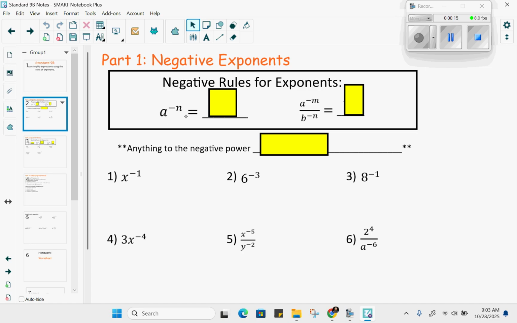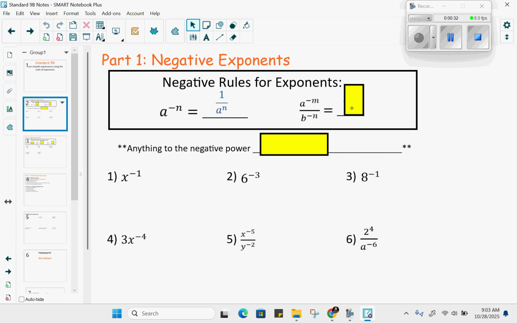If you take a base and raise it by a negative exponent, you're actually making the reciprocal. So a raised to the negative n is really 1 over a to the nth power. That negative allows us to flip it to the bottom, right? That's going to be true. It's going to flip to the other side no matter where it is.